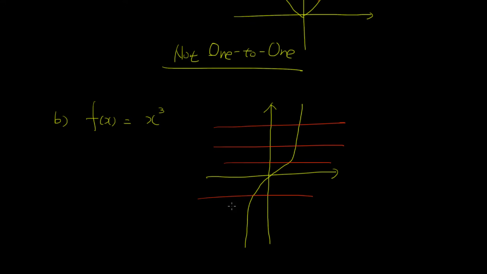We draw a bunch of horizontal lines. We can see that it only intersects at one point. So this is going to be a one-to-one function. So this is the horizontal line test. It's pretty neat, I think, at least, right? If you draw a bunch of horizontal lines and they intersect at only one point, then you consider that a one-to-one function. Okay.